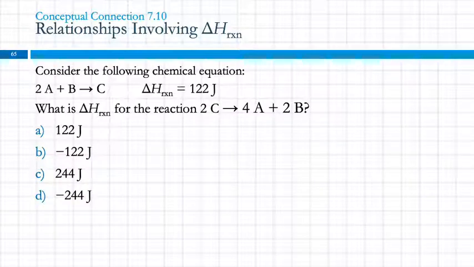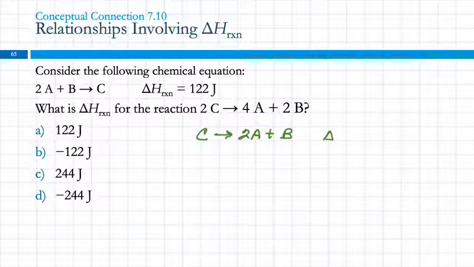So for the example, here's a simple one, and then we'll do one that's a little more involved. So 2A plus B makes C, and delta H is 122. And so they're asking, what is delta H for 2C goes to 4A and 2B? So we have to ask ourselves, what's different about this reaction compared to that reaction? How could we manipulate this one to get that one? What's the most obvious thing? It's reversed, right? So we took 2A plus B and reversed it. C goes to 2A plus B.